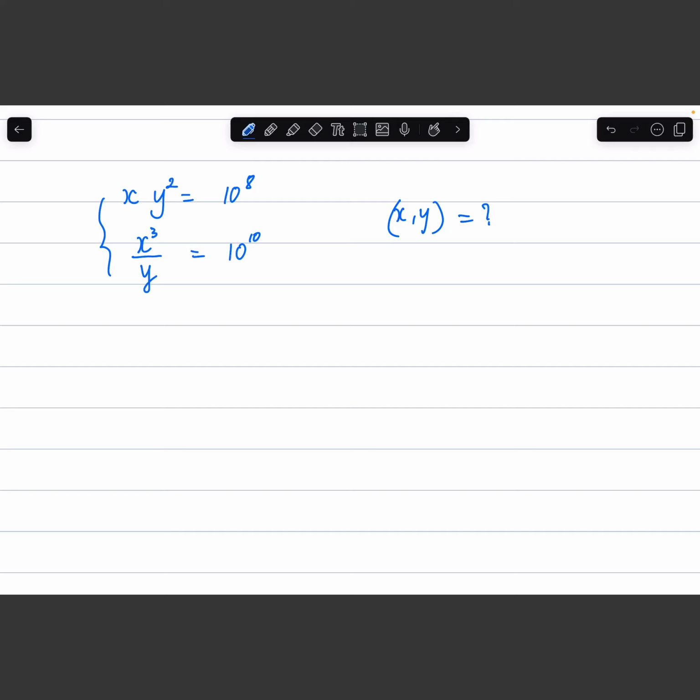Today we have a system of two equations. xy squared is equal to 10 to the power 8, and x cubed over y is 10 to the power 10, and we need to find the pair of two numbers x and y. Let's find the solution together.